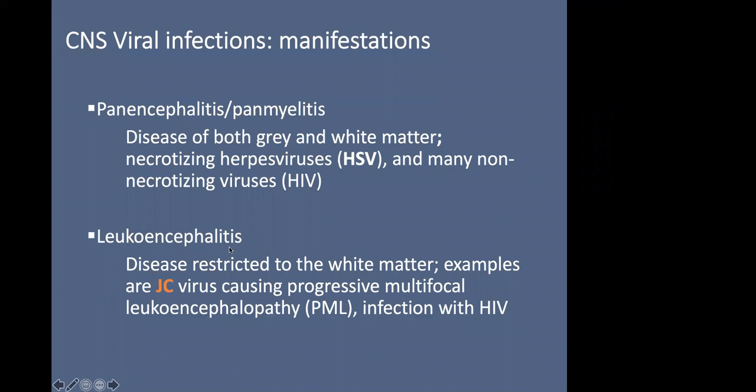Leukoencephalitis, on the other hand, is inflammation of the white matter. And JC virus, causing progressive multifocal leukoencephalopathy, is the most important virus nowadays that is restricted to the white matter, causing a demyelinating disorder. HIV can produce leukoencephalopathy too.